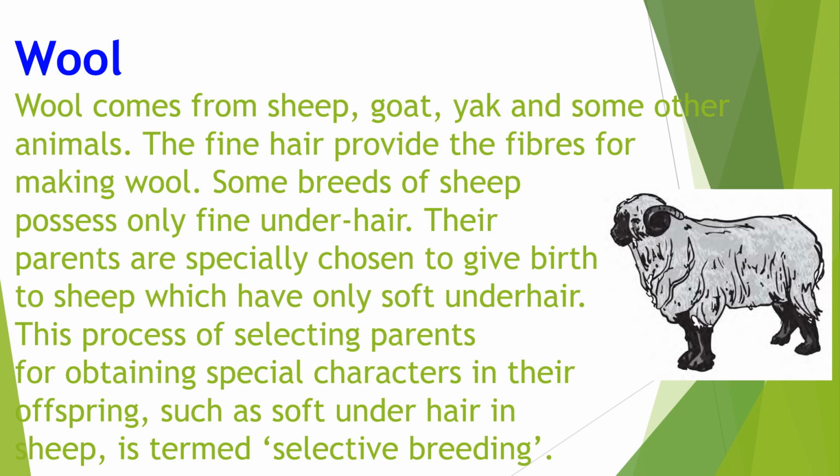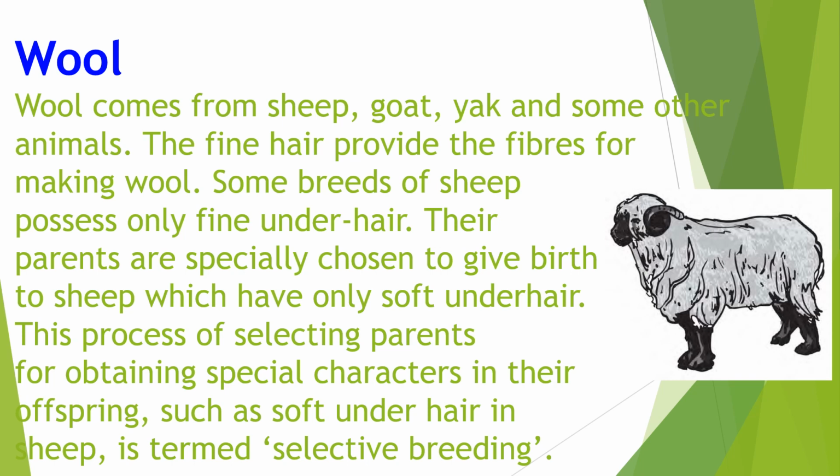Wool. Wool in India mainly comes from sheep, goat, yak and some other animals. The fine hair provides the fibers for making wool. Some breeds of sheep possess only fine underhair. Mainly we can say that these fine hairs are used for various purposes like making sweaters and various goods.